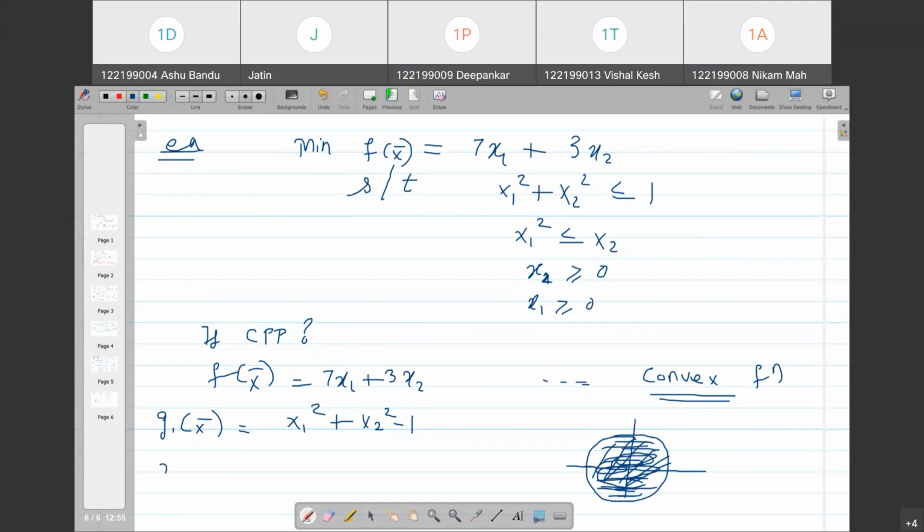What about g2? What is g2 of x? x1 square minus x2. So x1 square equal to x2 is nothing but, like y equal to x square, a parabola. Interior of parabola or exterior of parabola? What do you think? Your y is greater or equal x square.